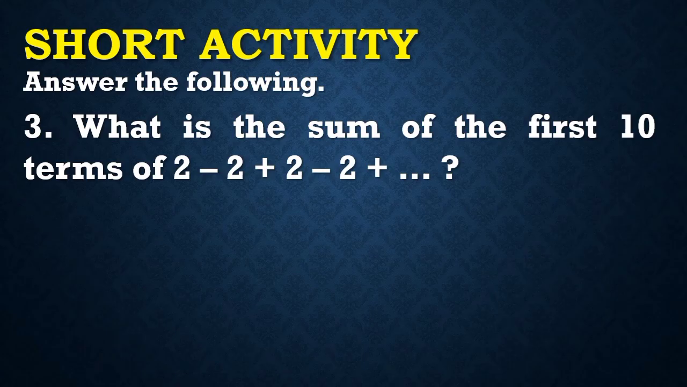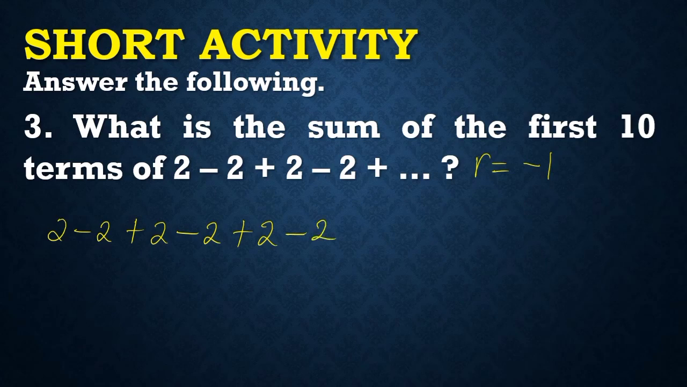For our next given, what is the sum of the first 10 terms of 2 minus 2 plus 2 minus 2 plus and so on? Ililista lang natin yung first 10 terms ng ating given sequence. By the way, ang common ratio po ng ating given sequence ay negative 1. So, 2 minus 2 plus 2 minus 2 plus 2 minus 2 plus 2 minus 2 plus 2 minus 2. Yan na po yung first 10 terms ng ating sequence.